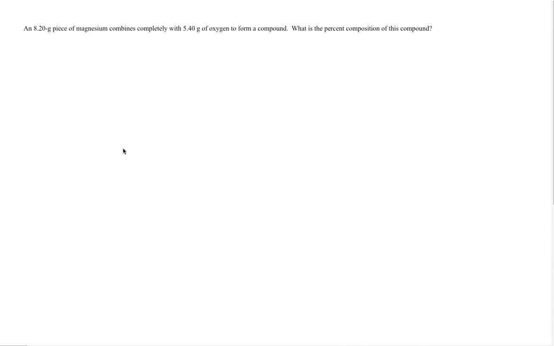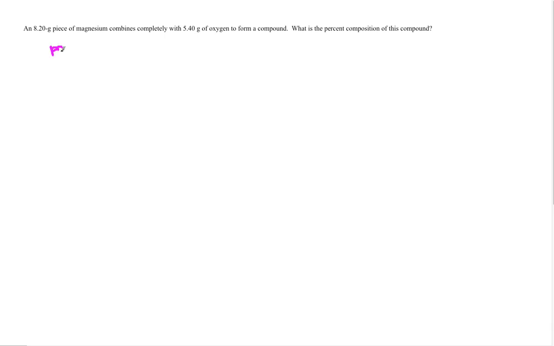All right, so I'm going to go over the first way to determine percent composition. This is if I give you grams. So in this example problem, I give you that you have 8.2 grams of magnesium and 5.4 grams of oxygen. If I were to give you the number of grams, this actually really isn't too bad, because here's what you can do.